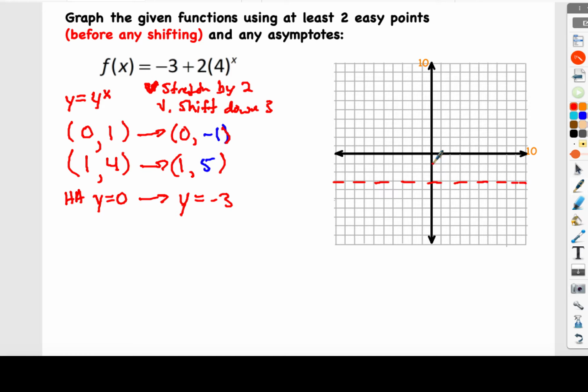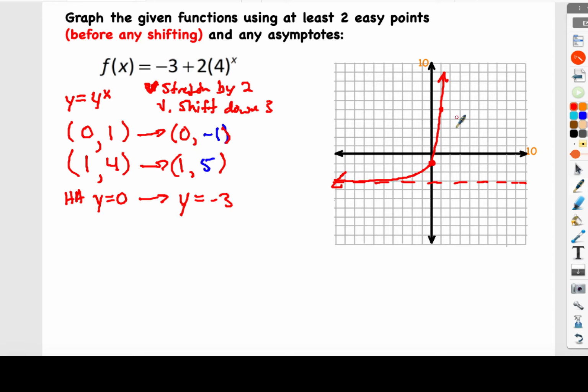We're going to plot 0, -1, and 1, 5 on our graph. And notice, it's an exponential growth function. So notice from left to right, we're going away from the asymptote through those 2 points, right? 4 to the x increasing quickly, and we get our graph. So again, that's transformations of exponential functions. It's a good way to transform those graphs, an easy way to think of it. Grab a couple of easy points from the parent function, and let's move them.